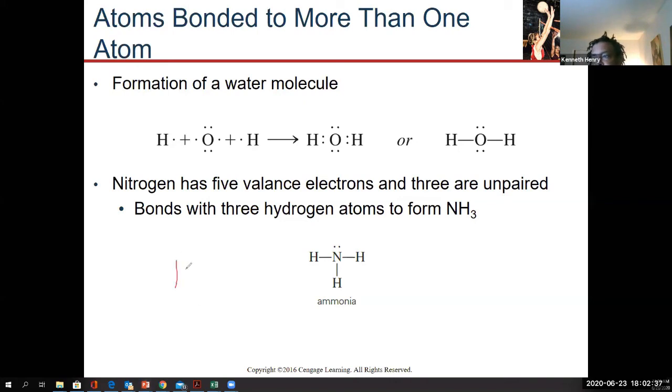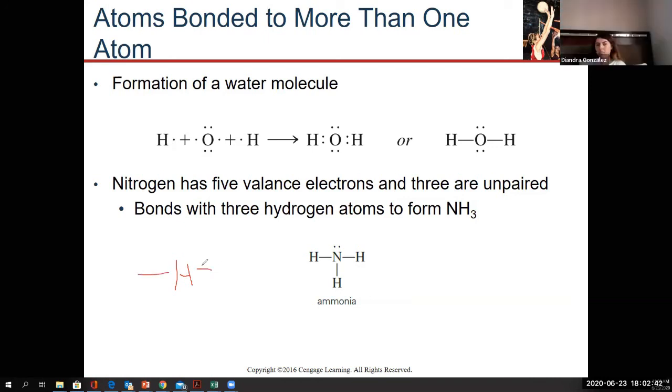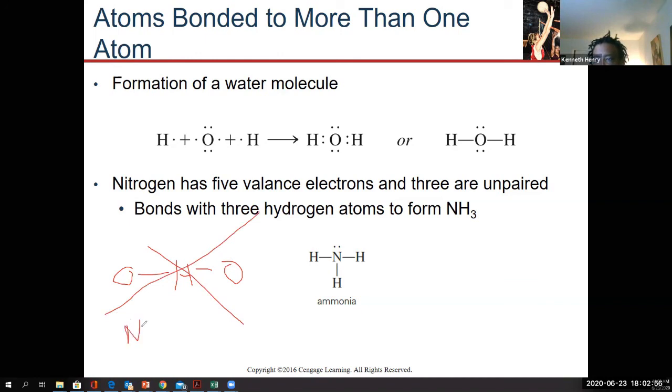So you're never going to see something like this. Because that has 2, 4. That would be 4 around hydrogen. That will never happen because that's well above its octet. It can only hold 2. So this will never happen. Never, ever. Okay? So you will never have hydrogen in the middle.